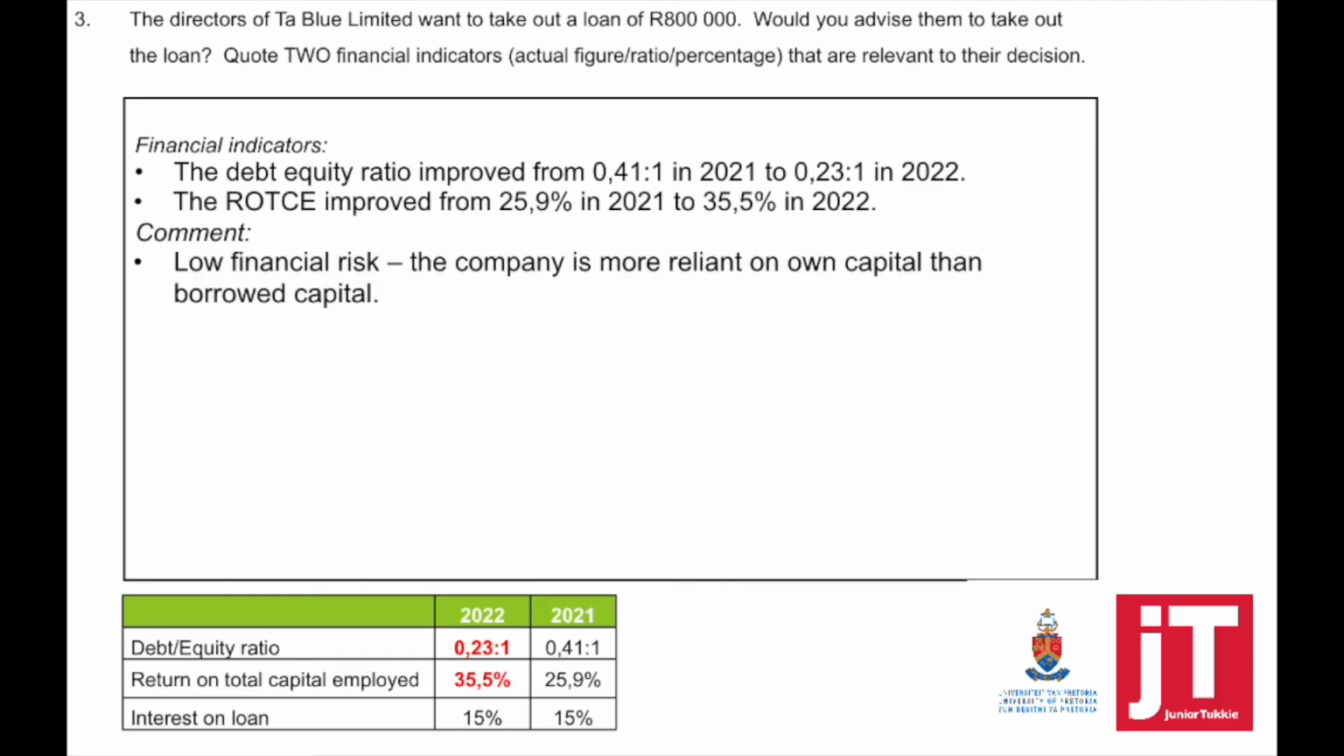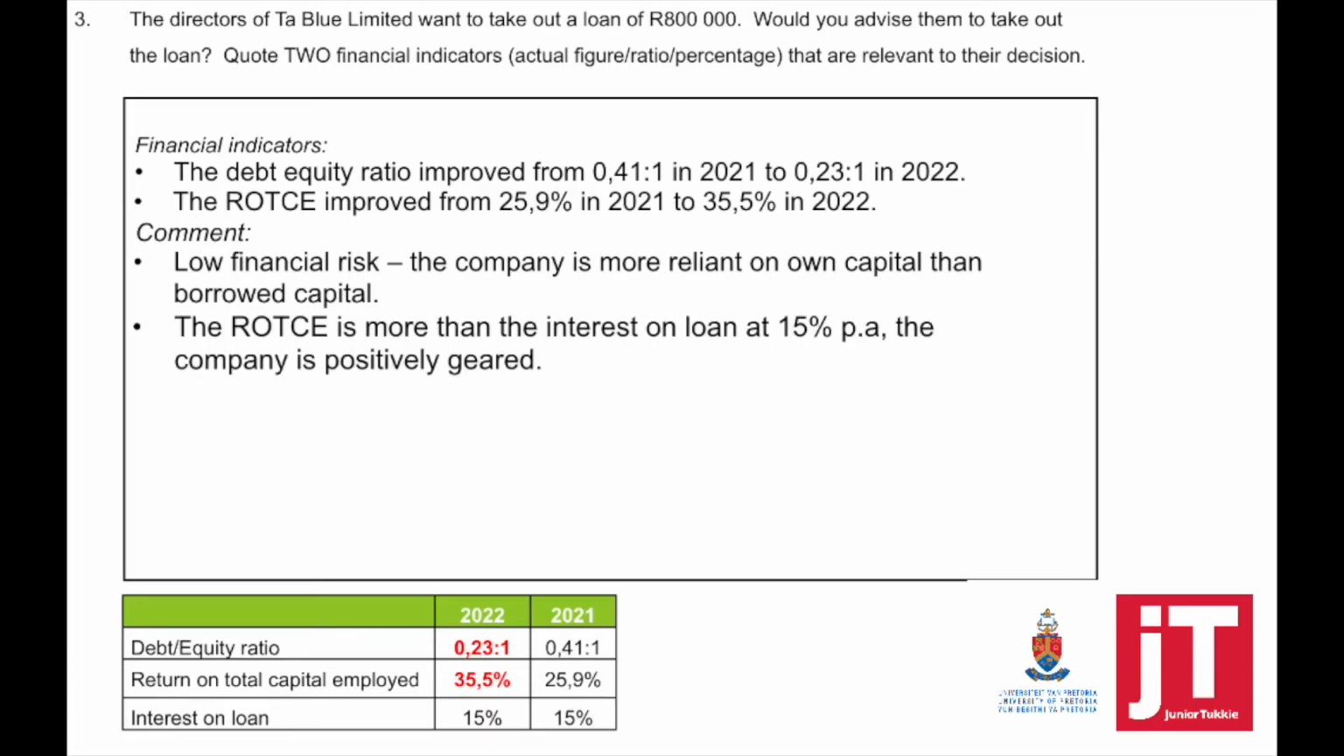So now when we're commenting on the debt equity ratio, are we reliant on own capital or borrowed capital? The 0.23 to 1 indicates a low financial risk. The company is more reliant on own capital than borrowed capital. If we look at the return on total capital employed, it's always compared to the interest rate on loan. So here, if I compare the return on total capital employed, it is higher than the interest rate. This means we are positively geared.